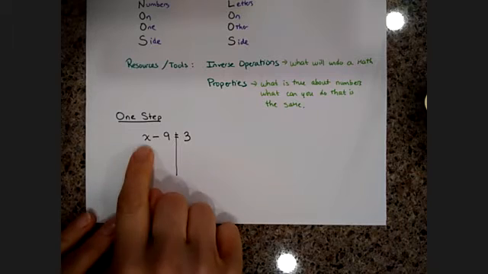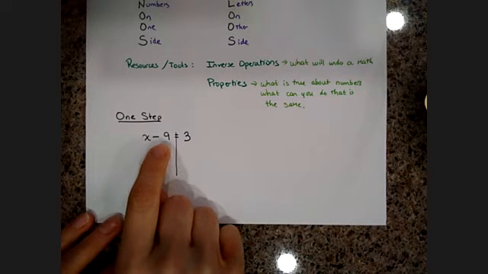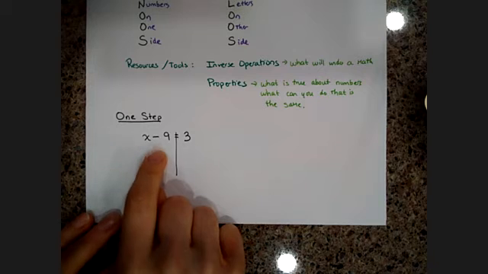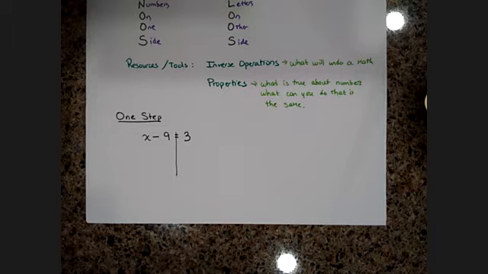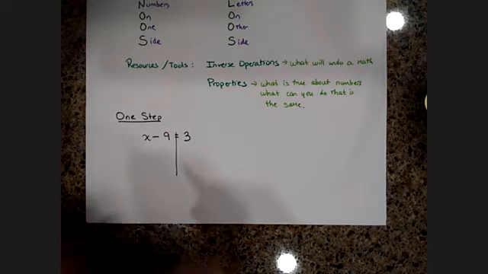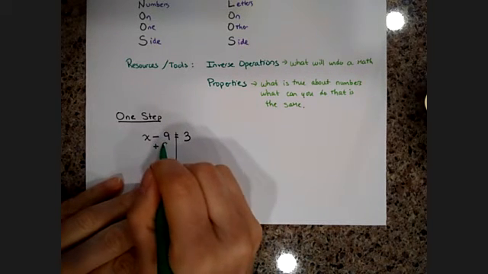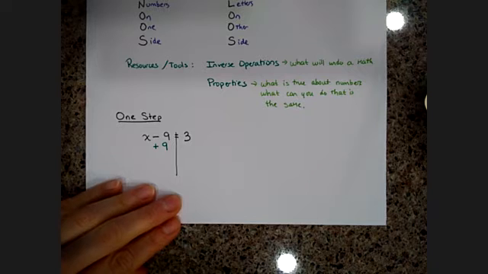So I'm going to look here and I see that after my x, there's a -9. I need to undo the -9. That sounds like an inverse operation because I need to undo. So what is the thing that undoes subtraction? Well, that's addition. If I add a 9 to a -9, I'm going to make that cancel out.